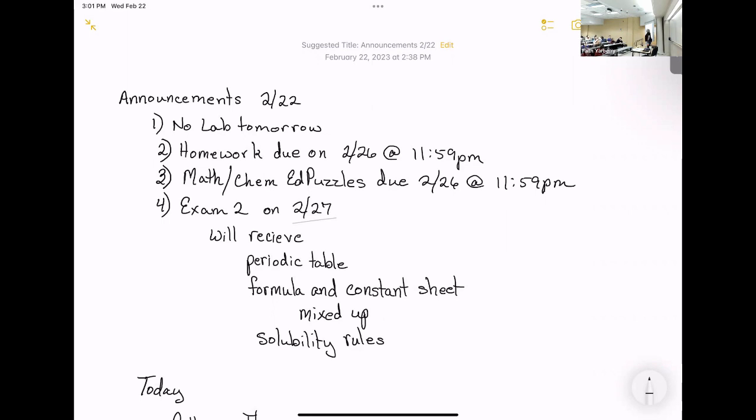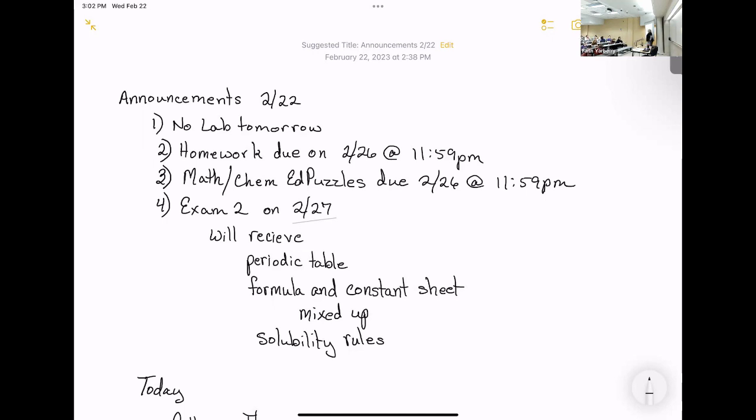If you have not done the Math Connect puzzles associated with the integrated rate laws, they are due this Sunday at 11:59 p.m. And then finally, next Monday is exam number 2. Look at Blackboard to see what will be on the exam. I believe the only thing listed there that is coming off is that I am not going to put reaction mechanisms on the exam.